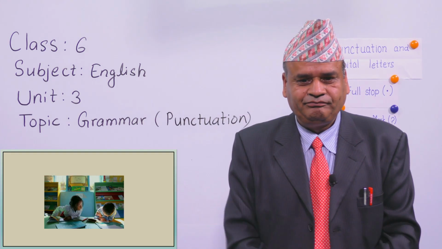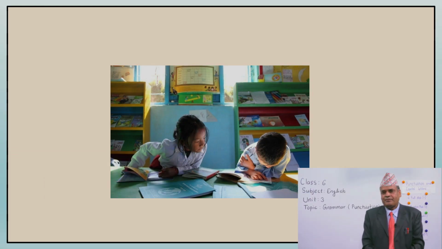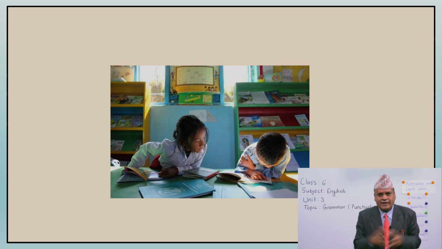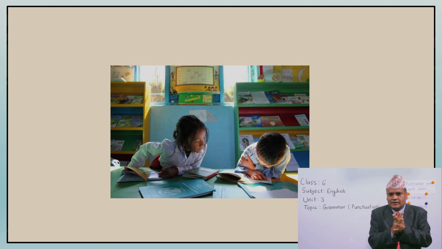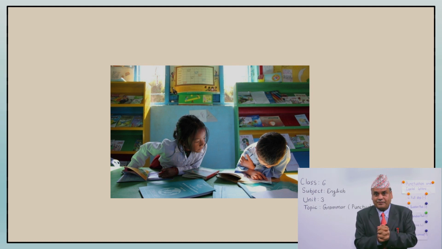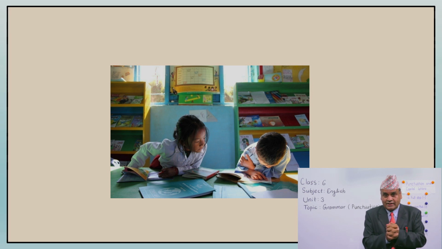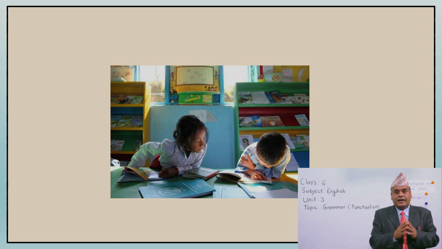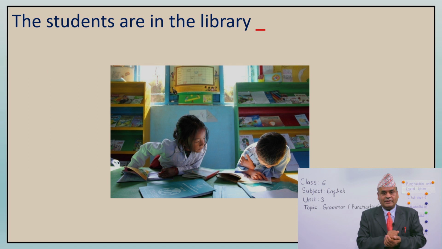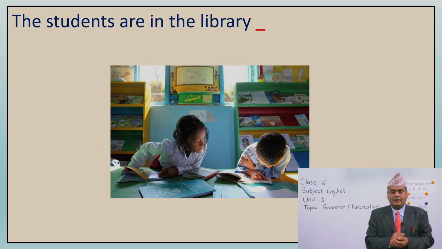What do we see in the picture? Yes, students are learning something. They look busy, okay? So where are they now? Can you guess? Yes, they are in the library. Do you go to the library? I think you do. Yes, you go to the library to learn things, to read books, right? And here there is a sentence. The students are in the library.